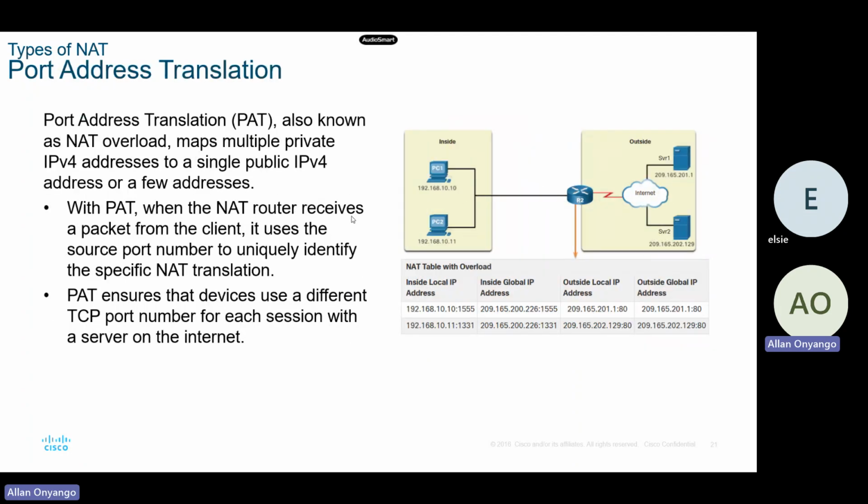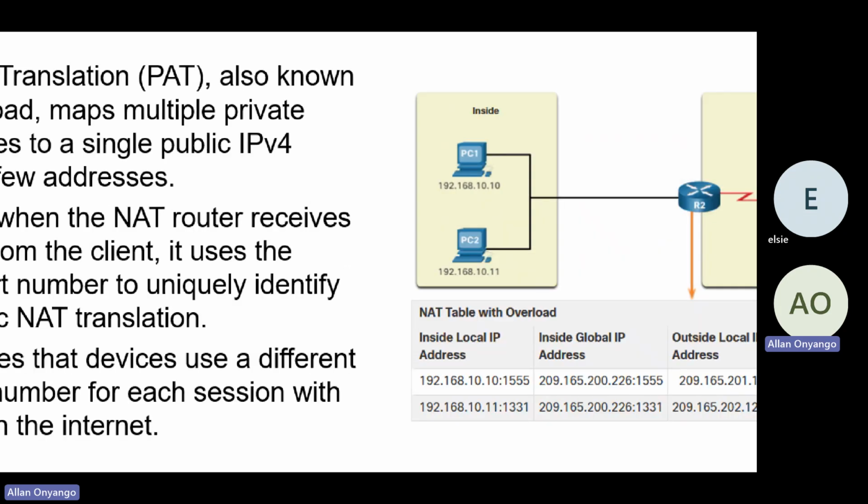will always go for the third method, which is called port address translation. Port address translation, otherwise known as NAT overload. Why is it called NAT overload? Because we are going to overload one public IP with so many private addresses. And I want to show you exactly how that happens.